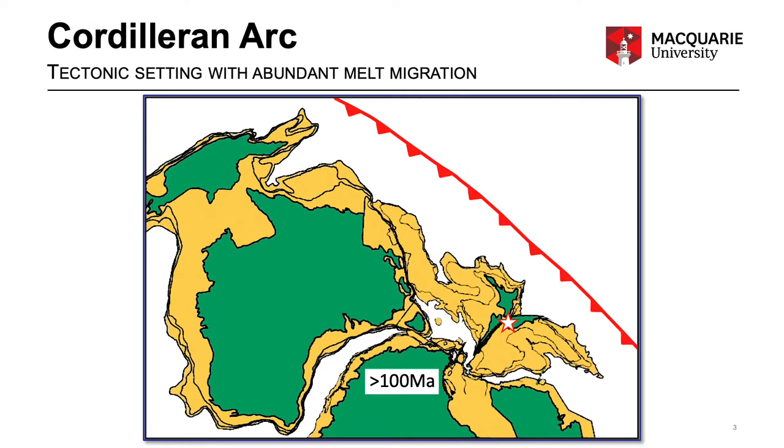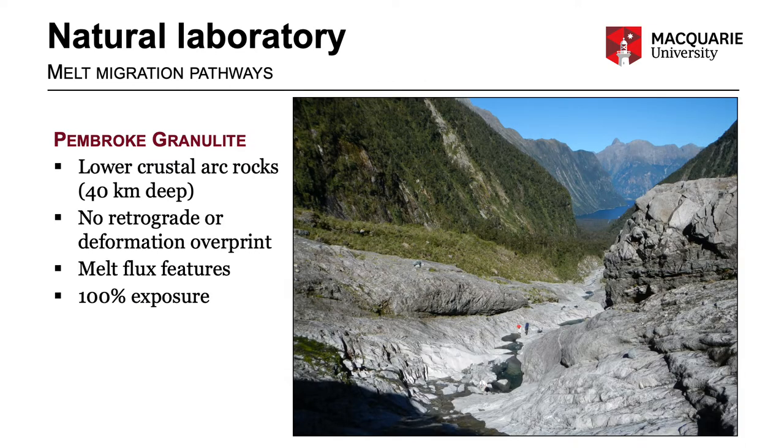The example that I will show is from Fiordland in the South Island of New Zealand. Back in the Cretaceous 100 million years ago, this was a Cordilleran arc environment. It's a natural laboratory where we can study melt migration pathways because we have exposed the deep lower crustal root of a magmatic arc from 40 kilometres deep. We see little retrograde or deformation overprint, we see lots of melt flux features, and we have excellent exposure.